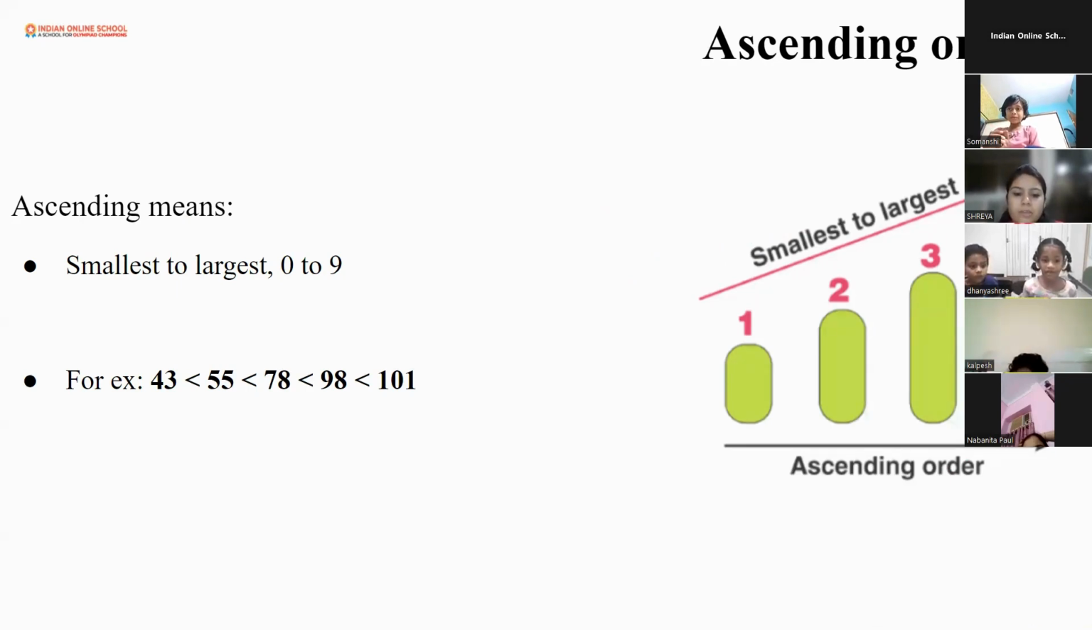Okay, so Dhanashree, what's ascending order? Dhanashree and Yugar, what's ascending order?